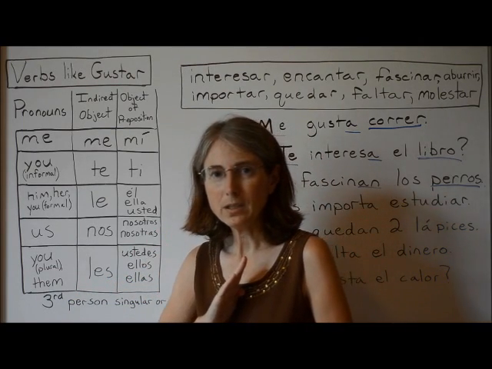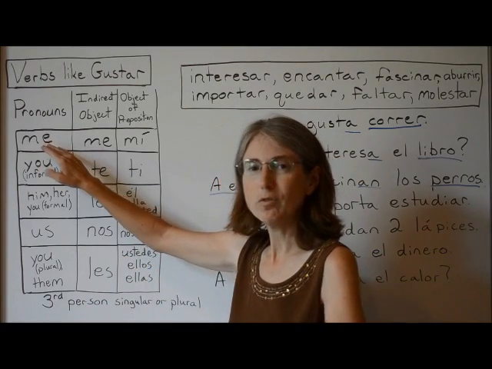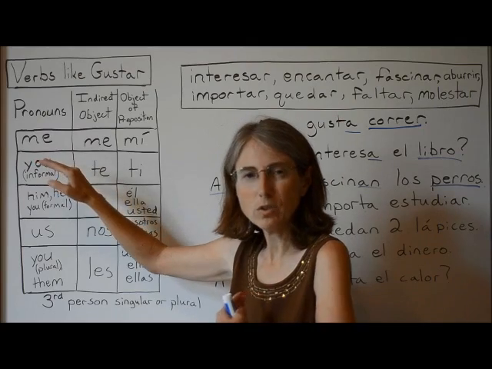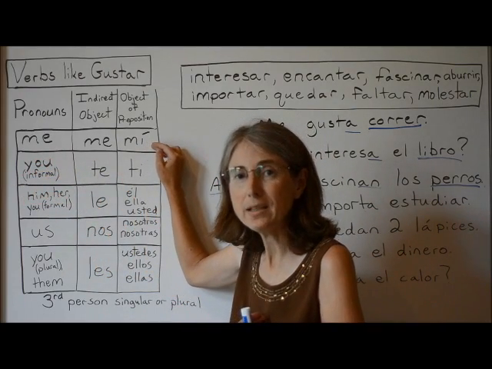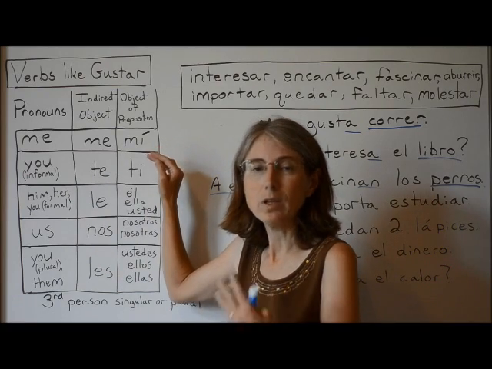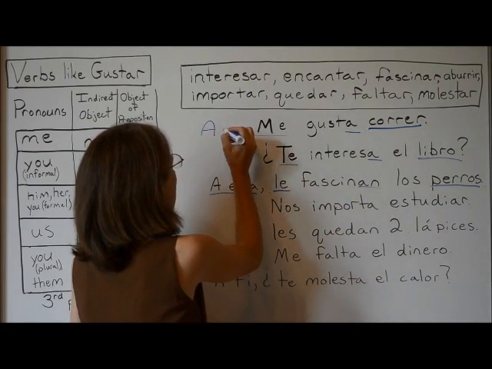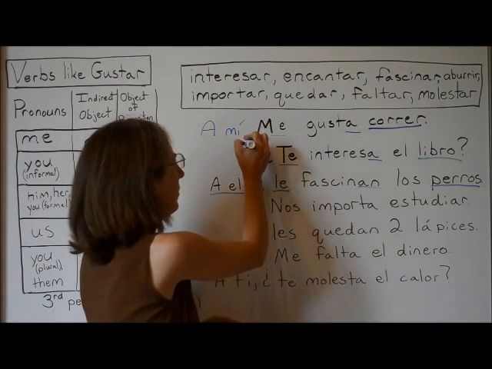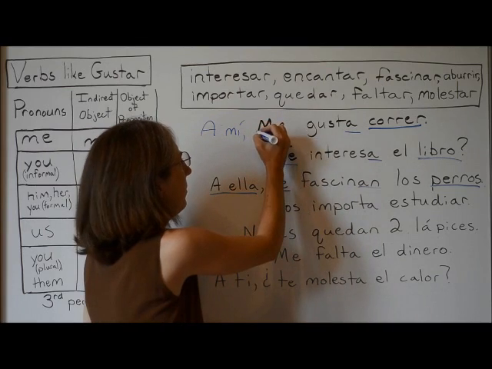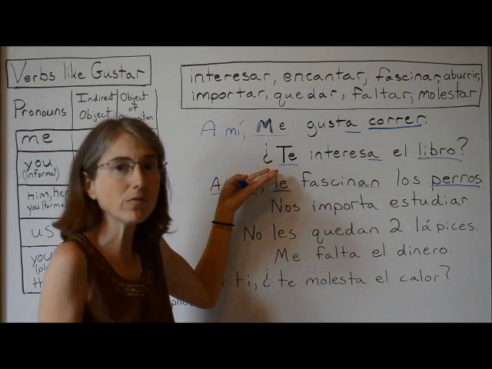But for me, or you, informal, it's different. Okay? So if it's pleasing to me, and we're using the prepositional phrase to me, we have to say a mí. To me, running pleases me. So we could say a mí me gusta correr. Okay, and that's grammatically correct. I'm adding that on for emphasis.